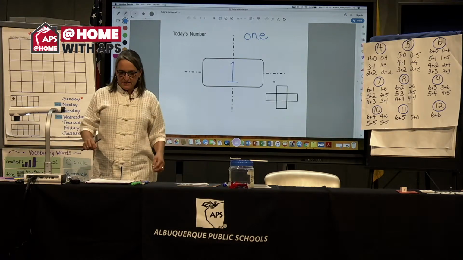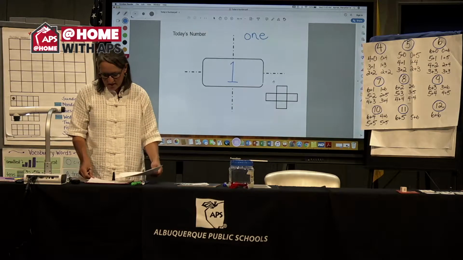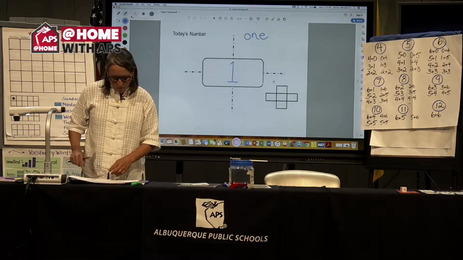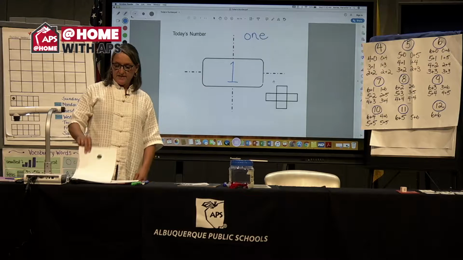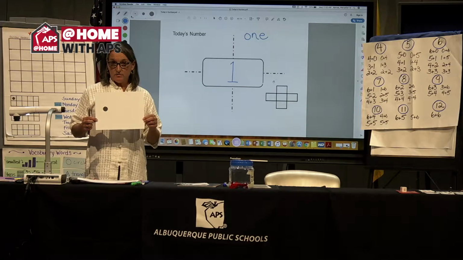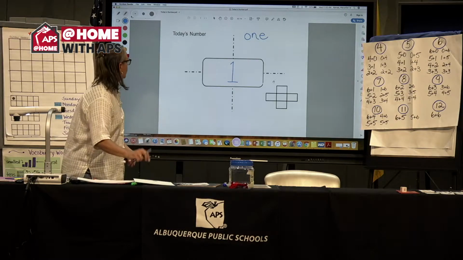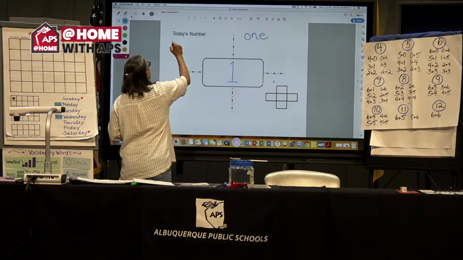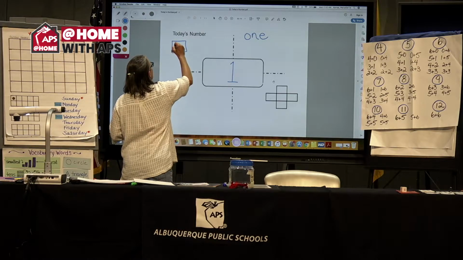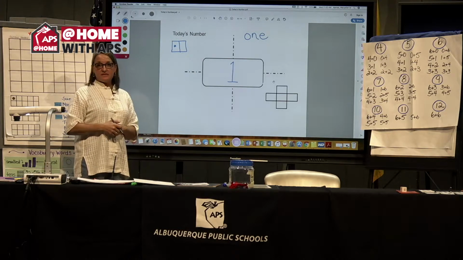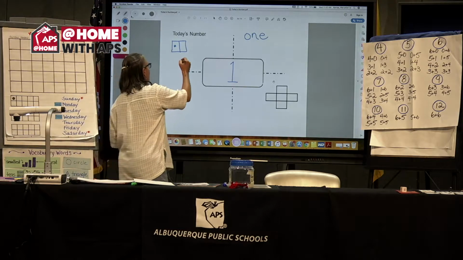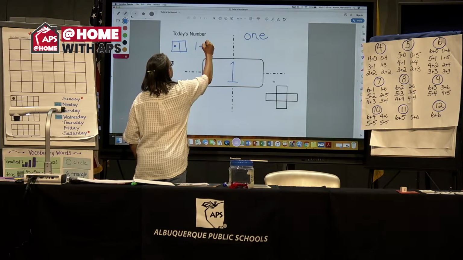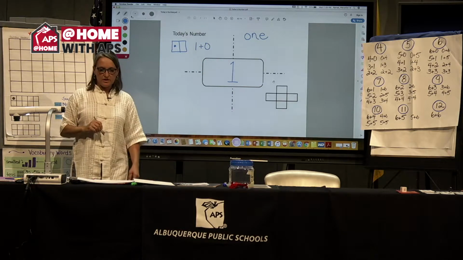Now, how could we write 1 and represent 1 in some different ways? Well, we've been thinking a lot about dot patterns and dominoes lately. So could we represent it like it is on a domino? Sure we could. On a domino, 1 has 1 dot on one side and 0 dots on the other side, right? What's a number sentence for that? 1 plus 0, right? 1 plus 0 equals 1.